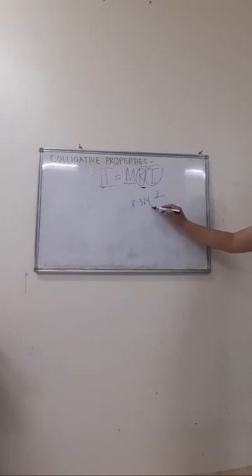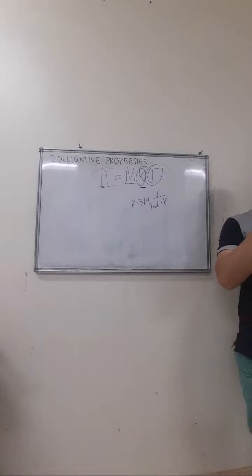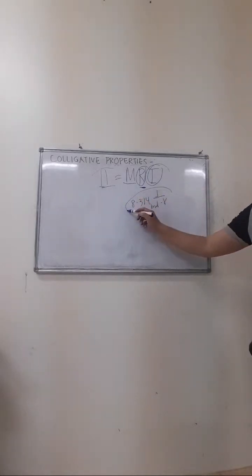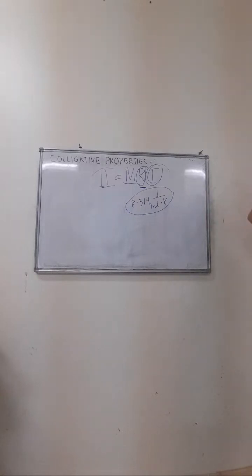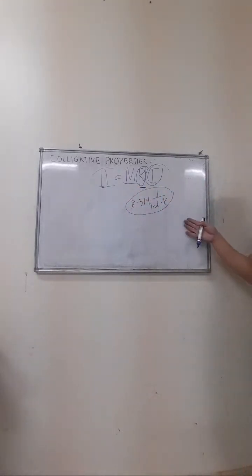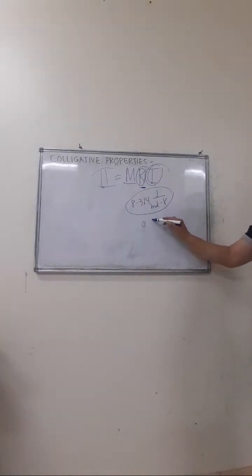Now, if you use 8.314 joules per mole Kelvin, you will use capital T, which is Kelvin, discovered by Lord Kelvin. Okay, things like that. So 8.314 joules per mole Kelvin. Now if it involves liters and atmosphere, then you use 0.08206 liter atmosphere per mole Kelvin.